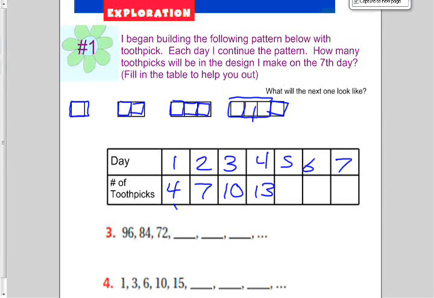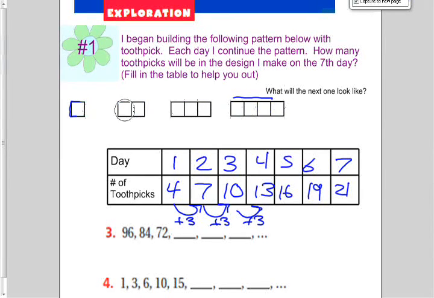I can also look at my table here and say, how do I get from 4 to 7? That's going to be plus 3. To get from 7 to 10 is plus 3, 10 to 13 plus 3. So I can tell that my pattern is to add 3 each time. So 13 plus 3 is 16, plus 3 is 19, plus 3 is 21. So I know that on day 7 I will need 21 toothpicks.